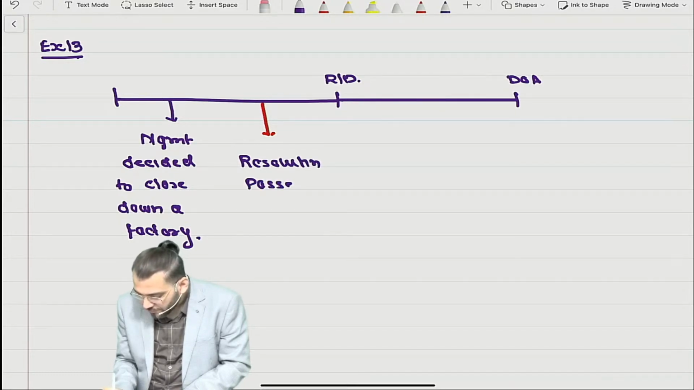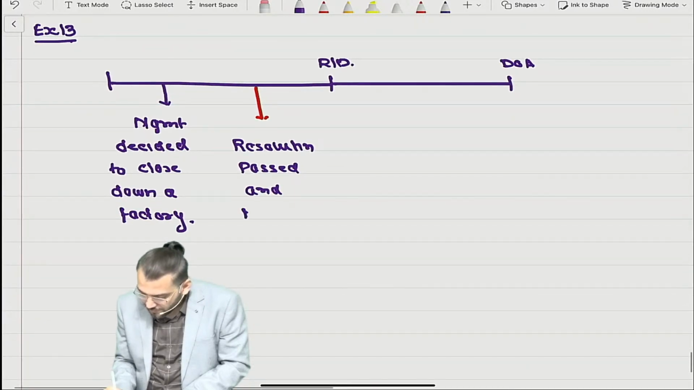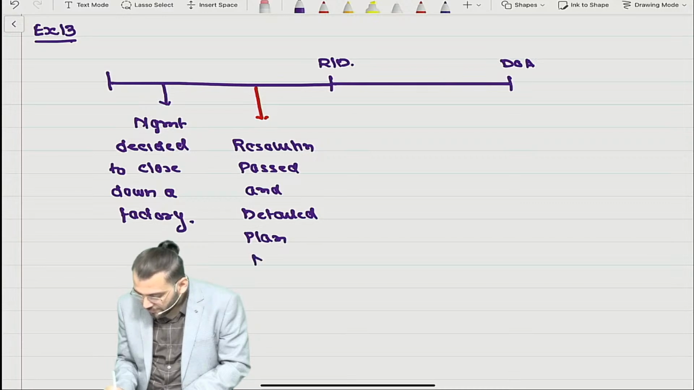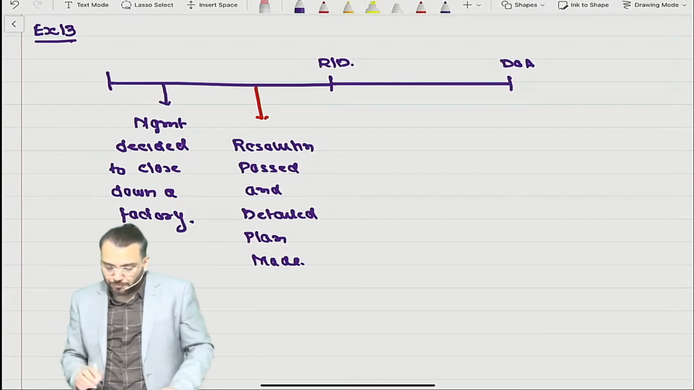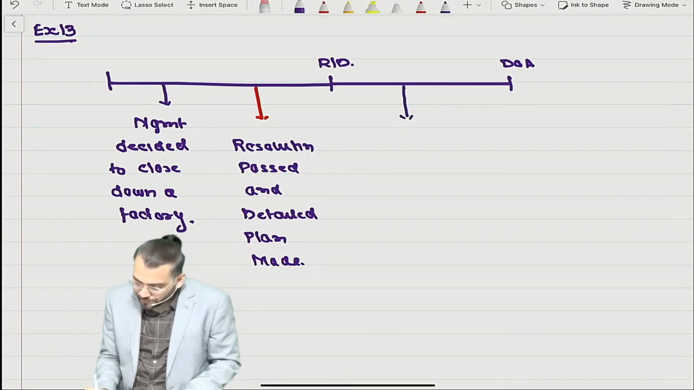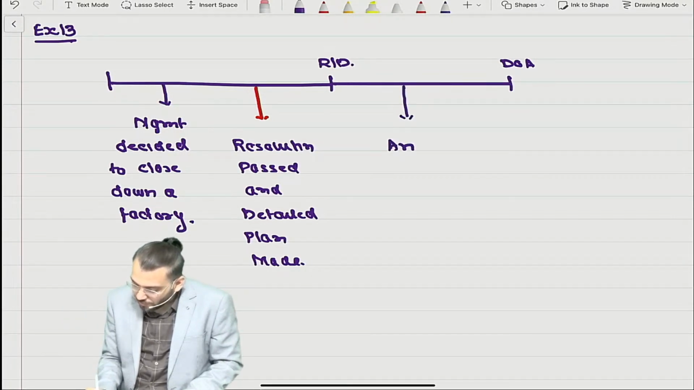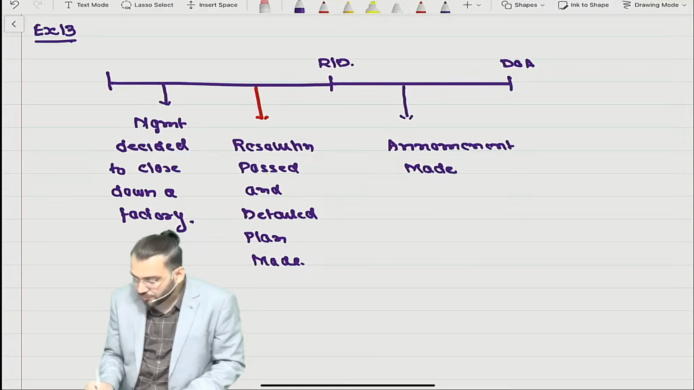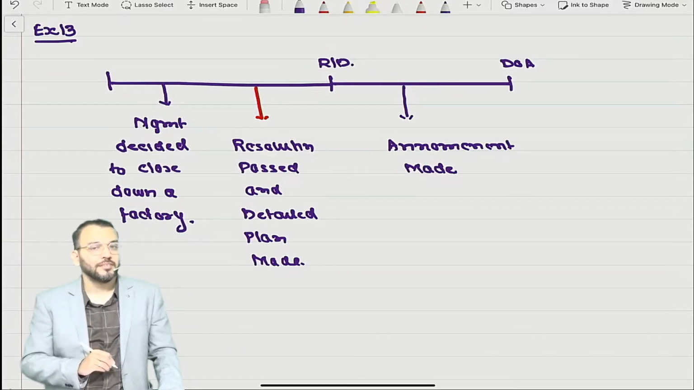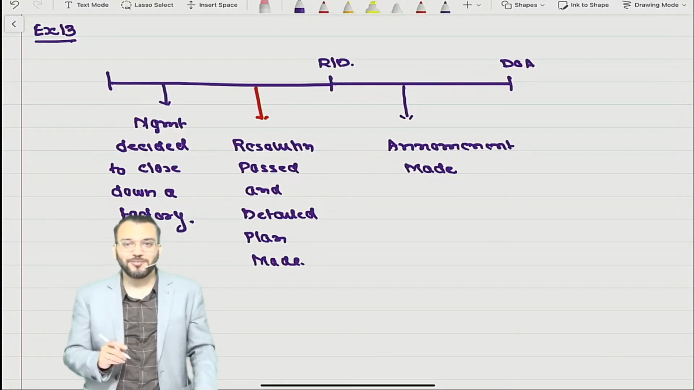Passed. And a detailed plan was made. Understood? And before approval of the financial statements, the announcement was made. Have you understood? Announcement made. I hope you are understanding what I want to say.